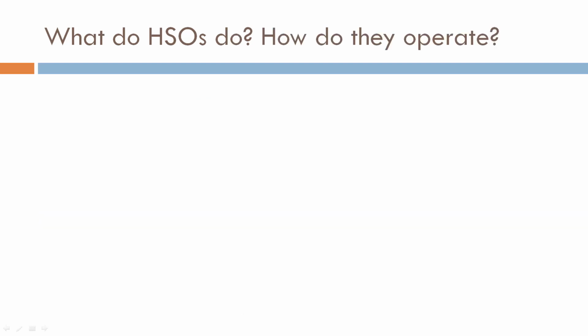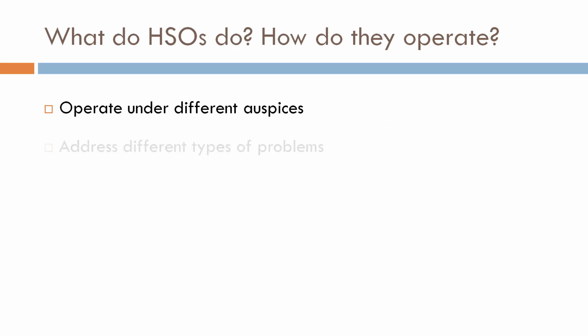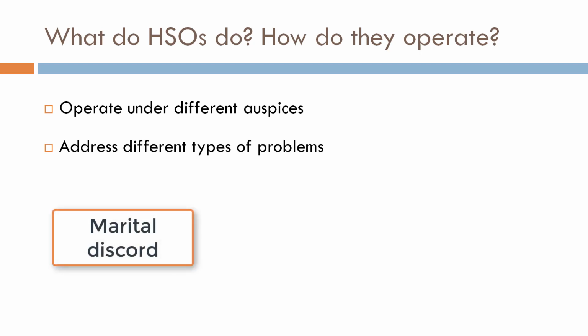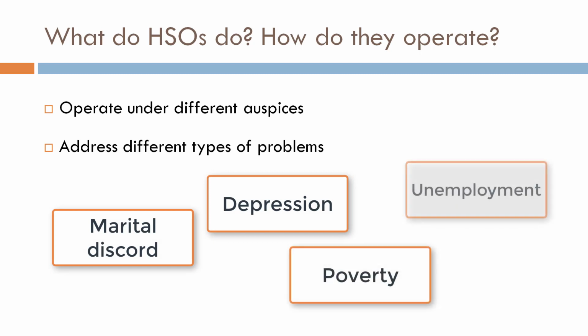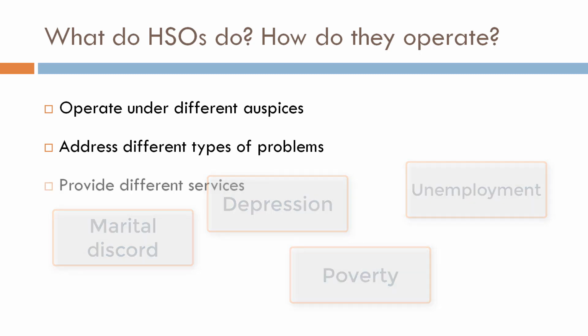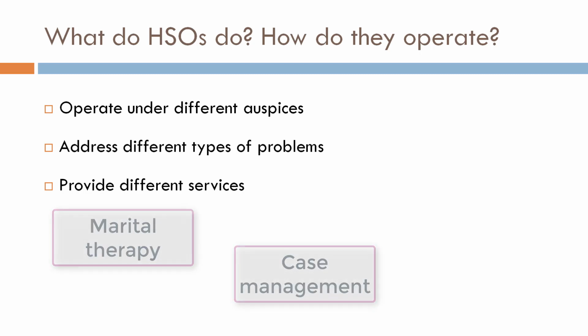Okay, so what do HSOs do and how do they operate? Well, let me tell you. They operate under different auspices, for example, nonprofit, for-profit, or government. And then depending on their mission, they address different types of problems, like maybe marital discord, depression for individuals, poverty, unemployment, etc. They provide different types of services. So they could provide marital therapy, case management.